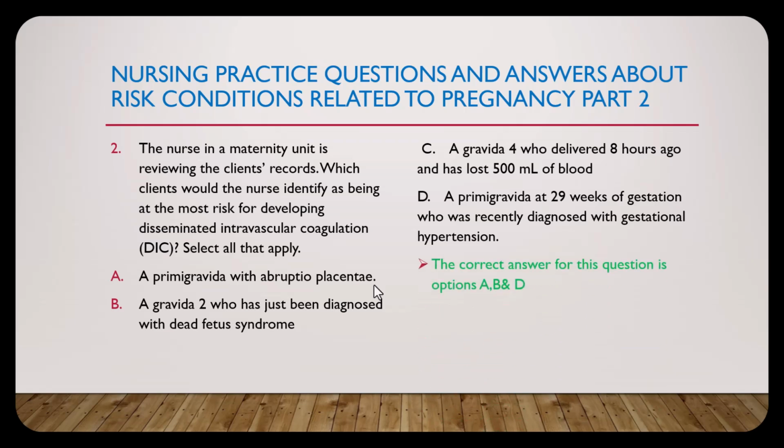Now for this question, the correct answers are option A, a primigravida with abruptio placentae; option B, a gravida 2 who has just been diagnosed with dead fetus syndrome; and option D, a primigravida at 29 weeks of gestation who was recently diagnosed with gestational hypertension. Now let's move to the rationale.